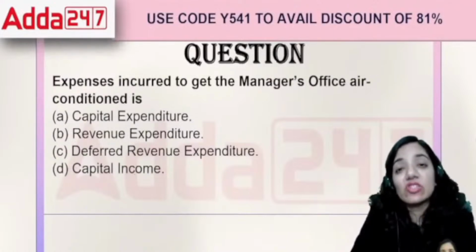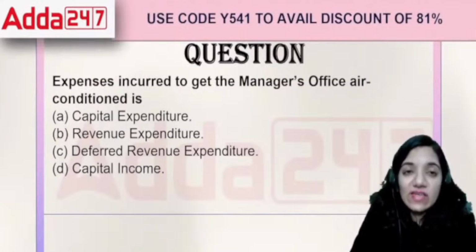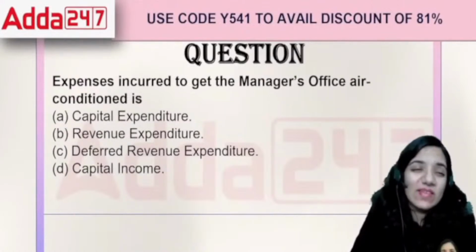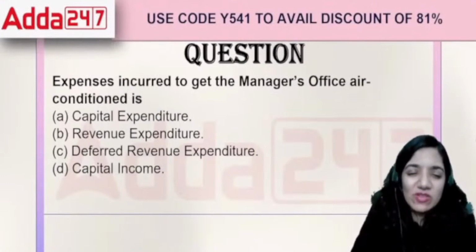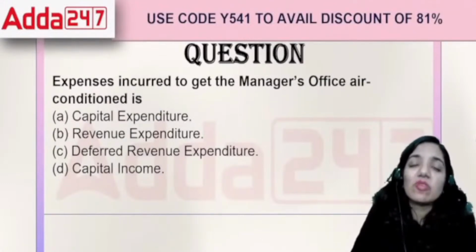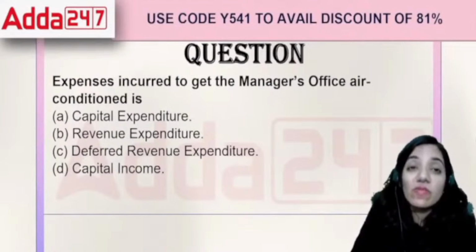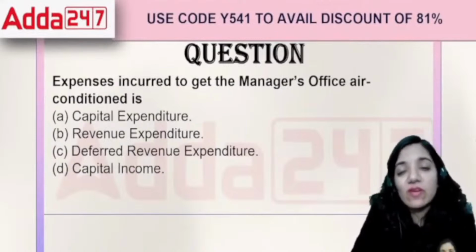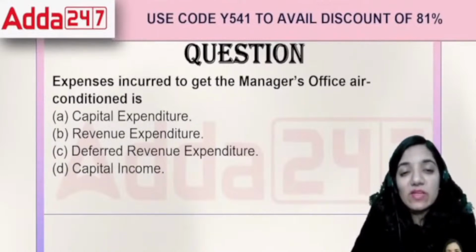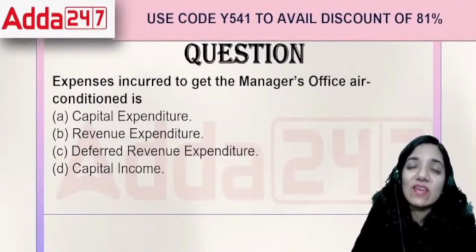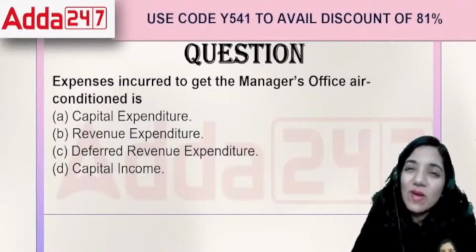Expenses incurred to get the manager's office air conditioned is. See, basically the manager who is working in the organization cannot work in weather which is very warm and at the same time where there's a good amount of precipitation in the air. It becomes difficult to work in such an atmosphere, so air conditioning is required in every nook and corner of the office. So when expenses are incurred to get the manager's office air conditioned, is it a capital expenditure, revenue, deferred revenue or capital income? It's an expenditure that we incur to maintain a healthy environment for the manager to work.